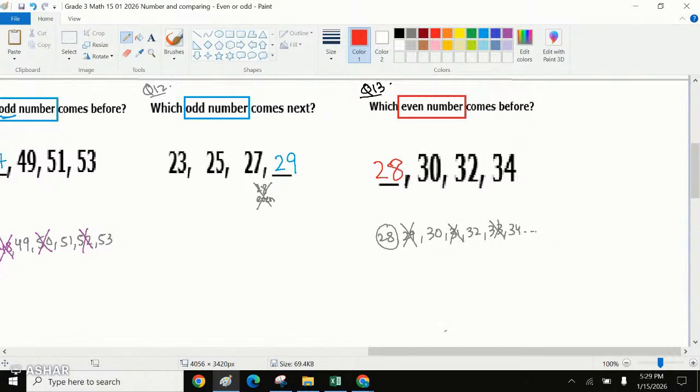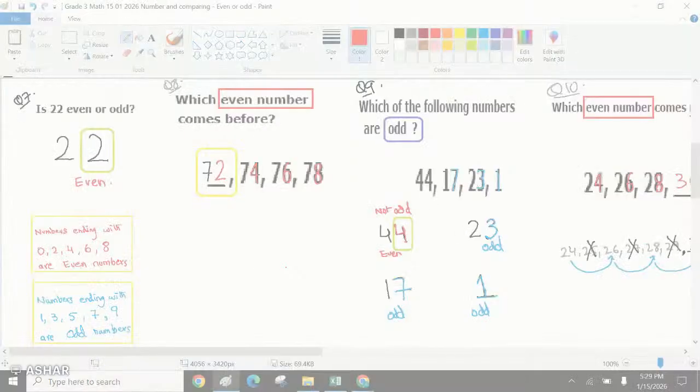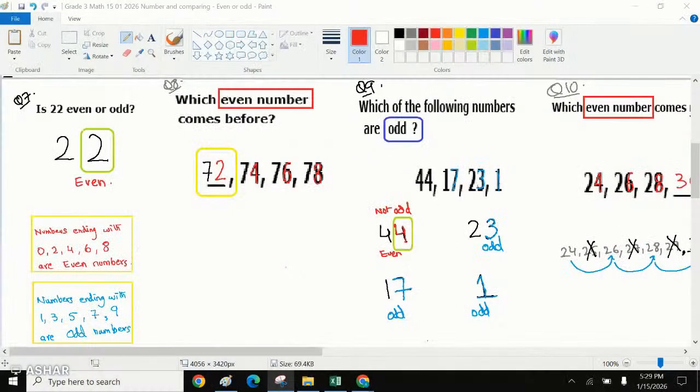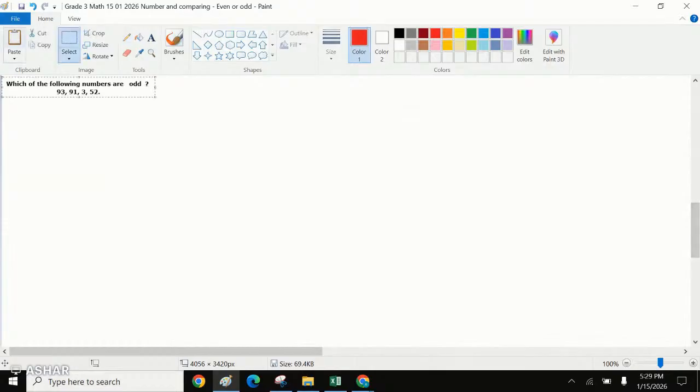Let's try some more questions, then we will go to the test, okay? That would be question number 14. Let me just copy this. I try doing the maximum number of questions with you so that if some questions are left for the test, you can do them yourself easily, since we have practiced a lot of questions, okay?